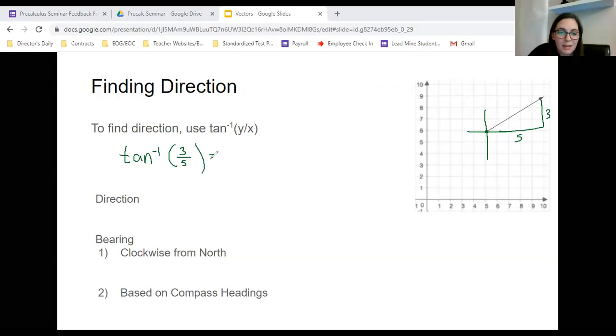Now make sure you are in degrees for this. We don't want to do radians. I know a lot of your pre-calculus class is in radians, but this is one of the things that is in degrees. When you do this, let me do it on my calculator too.